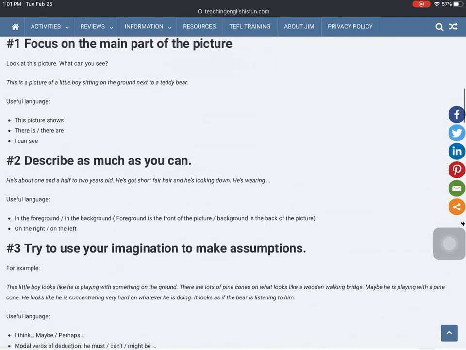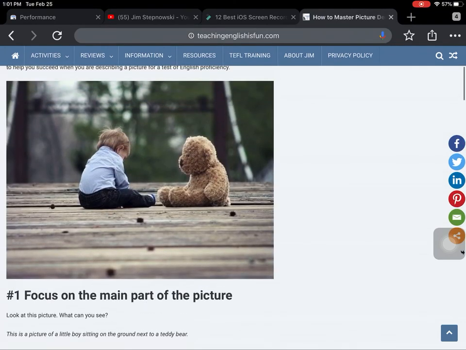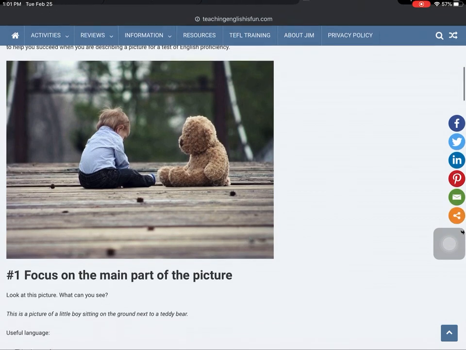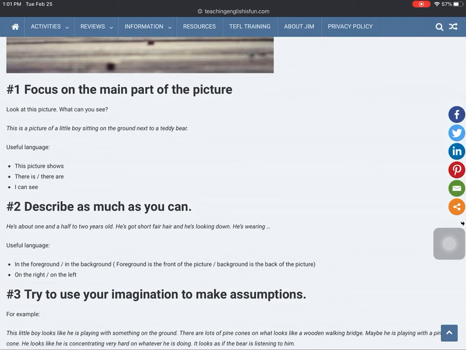All right, and then next thing you want to do is you want to describe as much as you can, right? So going back to this picture again, just flip back to that, right? Look at the little boy right there, and then look at the bear. Okay, now try to get that all in your mind and try to describe as much of that as you can in detail. So first thing I did, I thought, how old is he, right? So he's about 1.5 to 2 years old, right? He's got short, fair hair, and he's looking down.